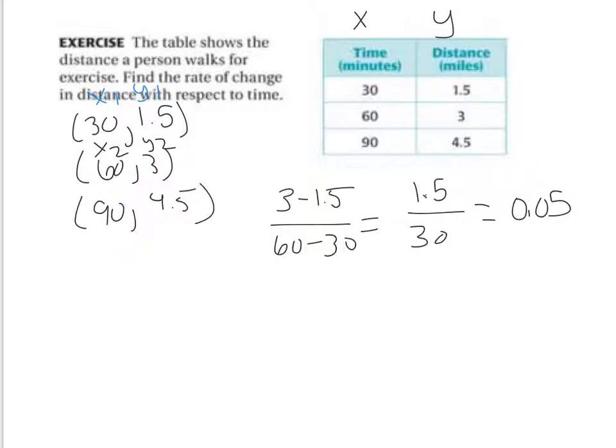Now, what is this though? So your rate of change is 0.05 miles per minute. Because, again, it's rise over run. Okay? See how this is the rise, this is the run, so it's miles over the minutes. Okay? And you would get that if you used these two or these two. So it doesn't matter which 2 points you use, you'd get that. So we'll see you guys in class.